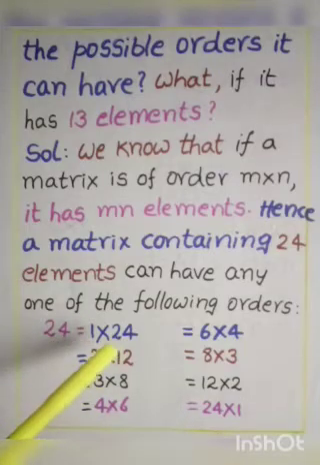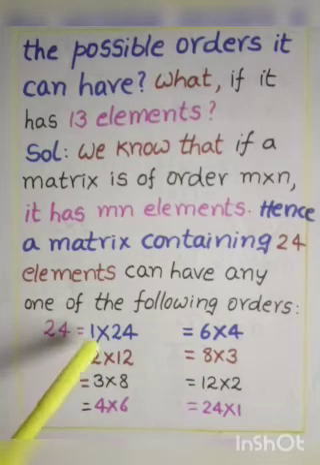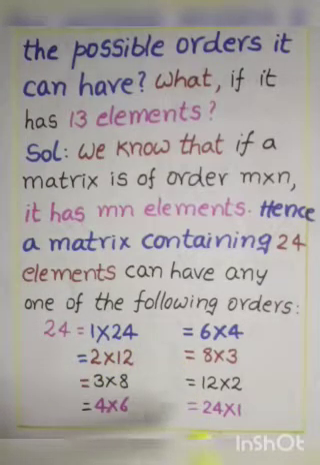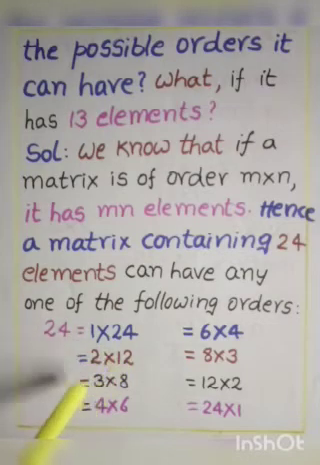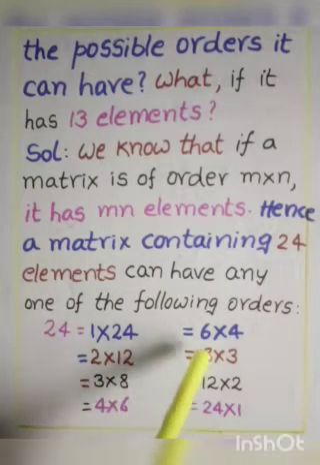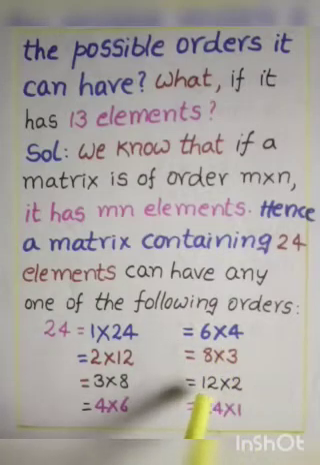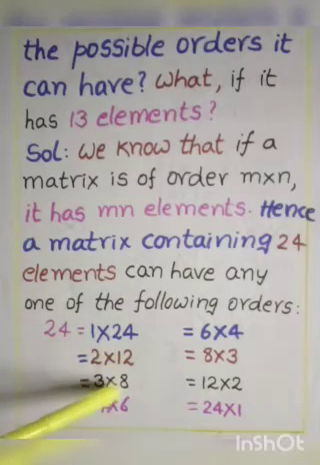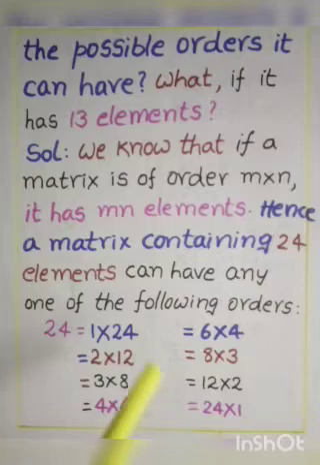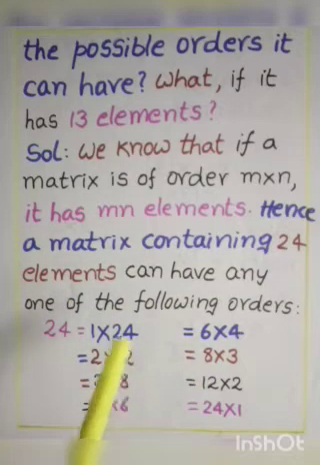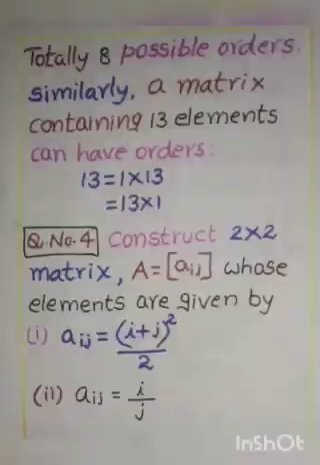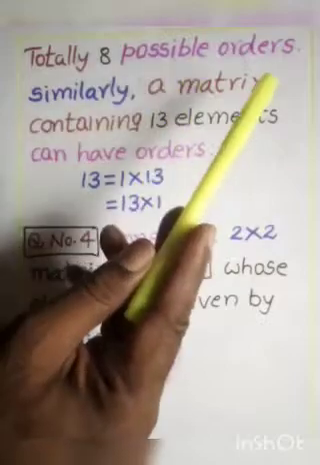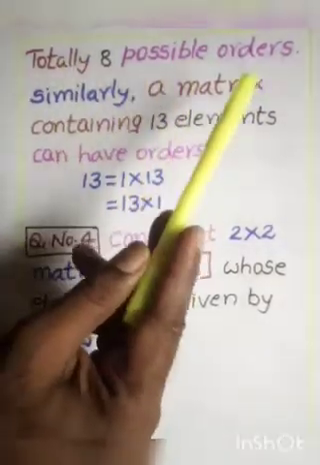So we are writing this number as a product of two numbers in as many ways as possible. So 1 into 24, 2 into 12, 3 into 8, 4 into 6, 6 into 4, 8 into 3, 12 into 2, 24 into 1. How many possible ways did we write here? 1, 2, 3, 4, 5, 6, 7, 8. So 8 possible ways are there. Therefore, totally 8 possible orders are there.